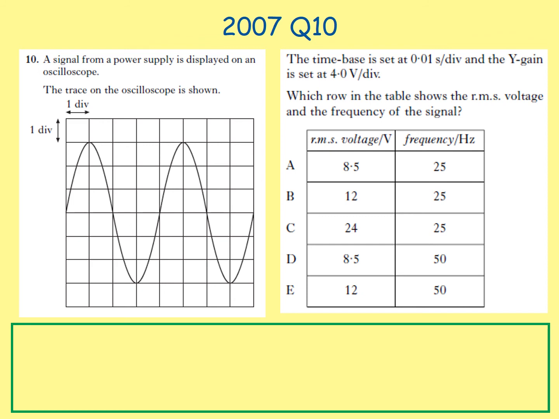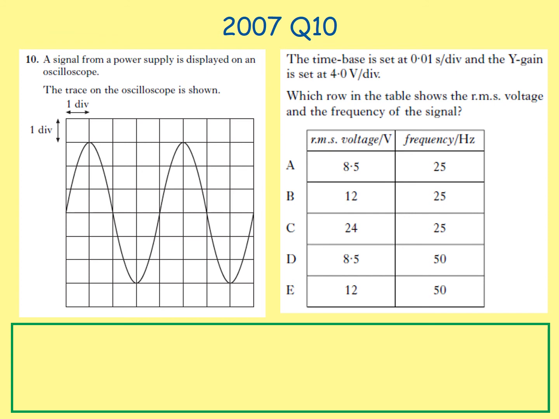A signal from a power supply is displayed on an oscilloscope. The trace of the oscilloscope is shown. The time base is set at 0.01 seconds per division and the Y gain is set at 4 volts per division. Which row in the table shows the RMS voltage and the frequency of the signal?